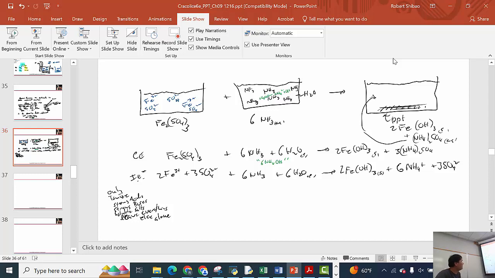So up here in solution, the major species are going to be ammonium ions and sulfate ions.